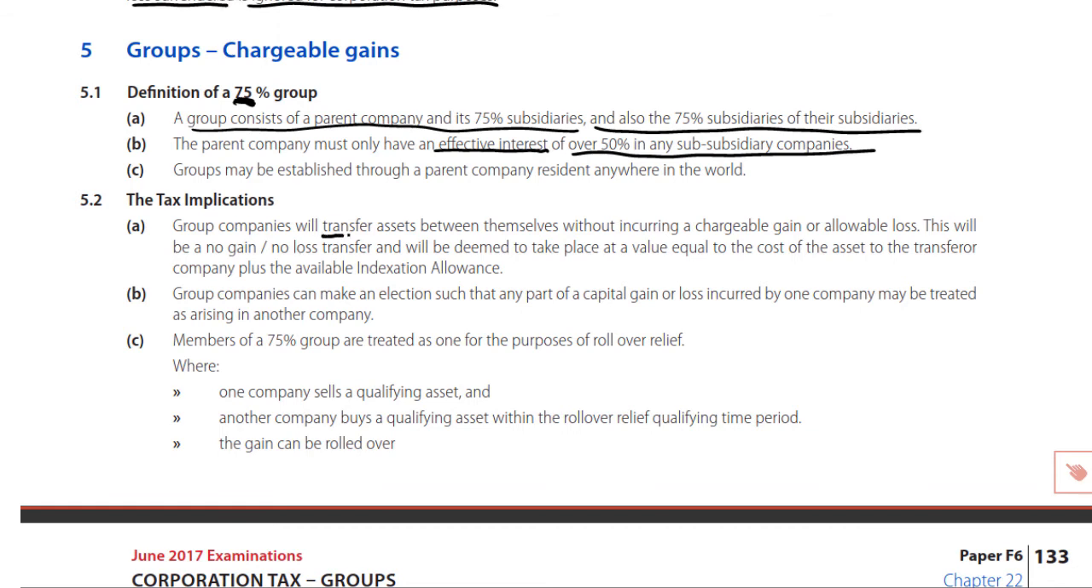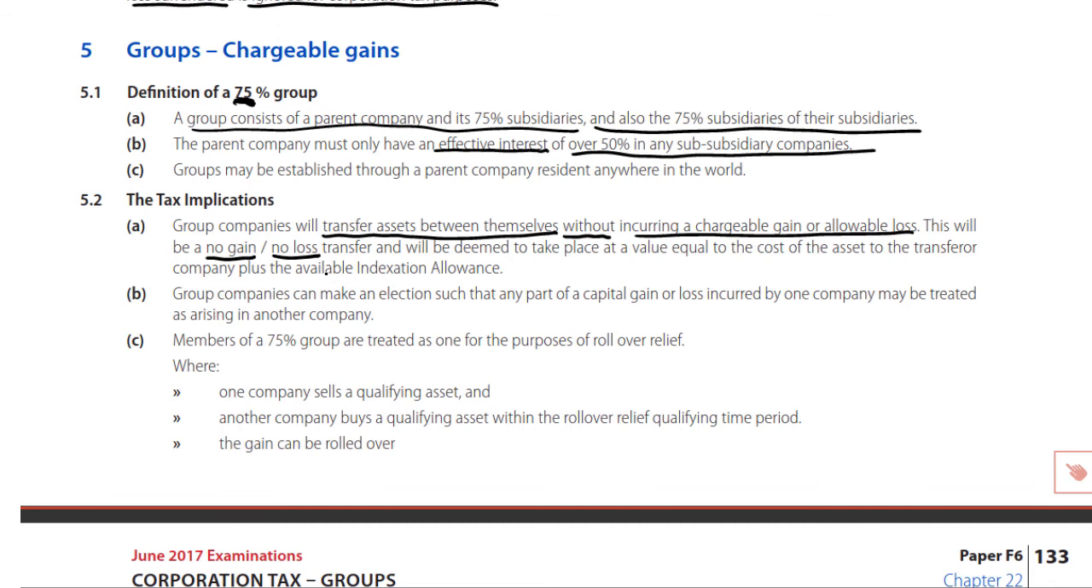So the first one, the rule. Group companies will transfer assets between them. These are chargeable assets subject to the capital gains rules, without incurring a chargeable gain or an allowable loss. The expression that we refer to here will be known as a no gain, no loss transfer. Other texts may refer to a nil gain, nil loss transfer. We're talking about the same thing. A no gain, no loss transfer, therefore, will be deemed to have taken place between the two companies. So the transferor company will not have a gain or a loss.